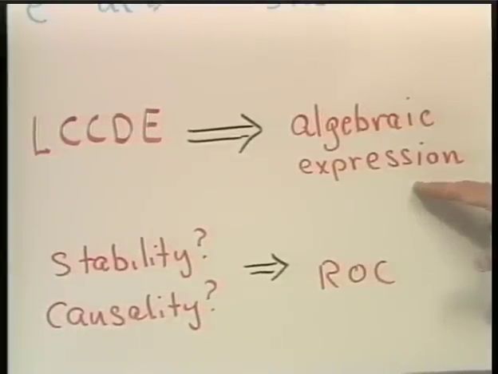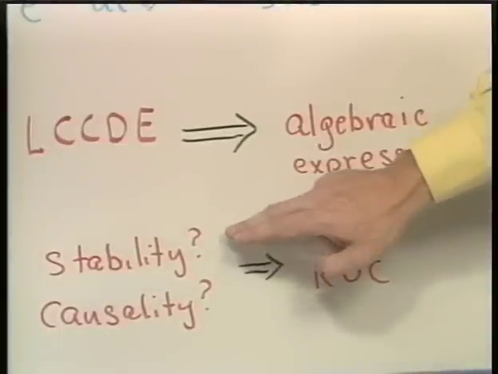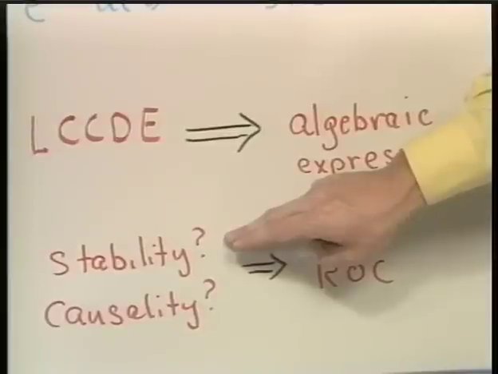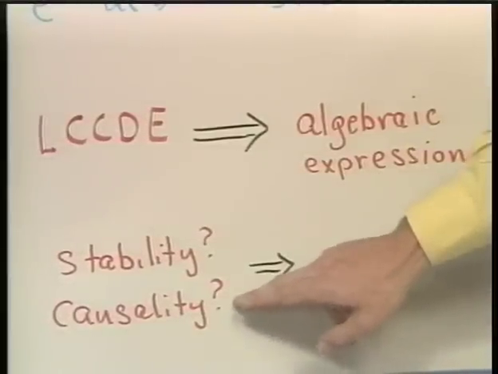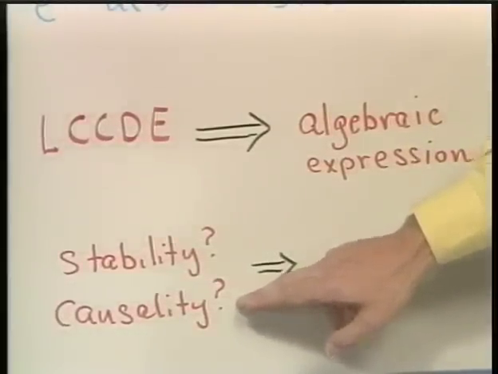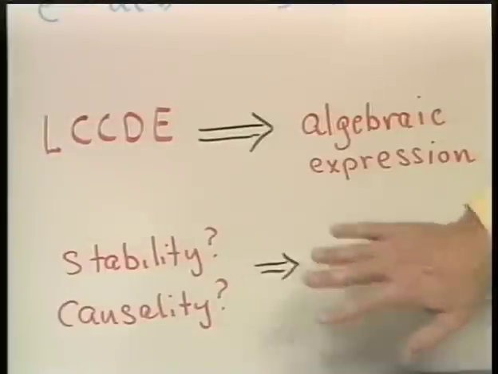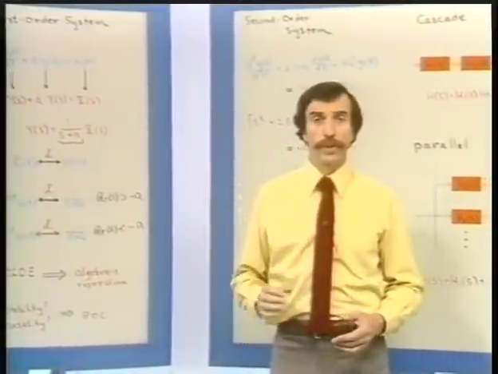What is that information? Well, it might, for example, be knowledge that the system is perhaps stable, which tells us that the region of convergence includes the j omega axis, or perhaps causal, which tells us that the region of convergence is to the right of the rightmost pole. So it's the auxiliary information that specifies for us the region of convergence.